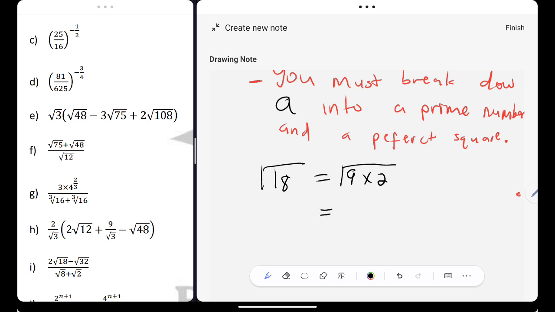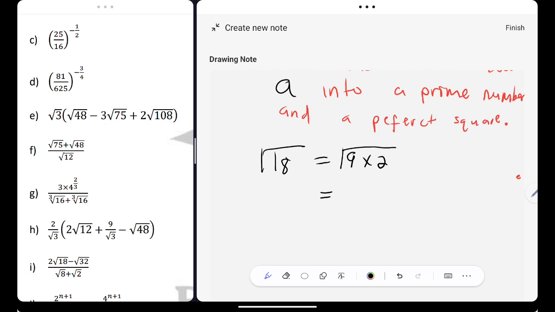So I know, according to this rule, please go to lesson number 5, whereby I teach about exponents. There's a rule that says if you have a times b, you can say the square root of a times the square root of b. I'll do the same thing here. I'll just say the square root of 9 multiplied by the square root of 2. I know for a fact that the square root of 9 is what? It is 3. And this one is root 2.